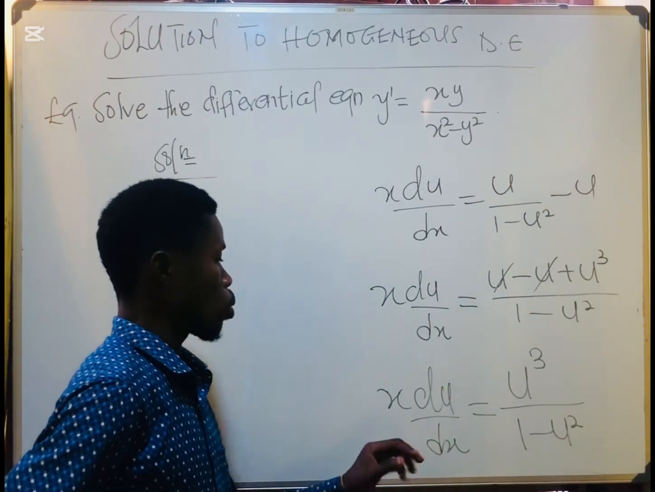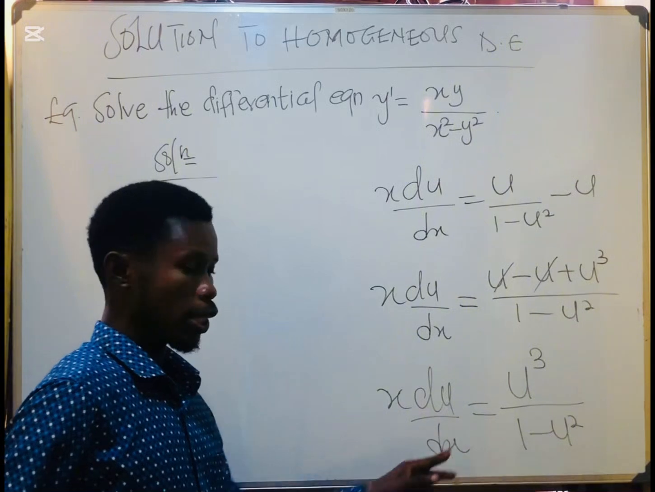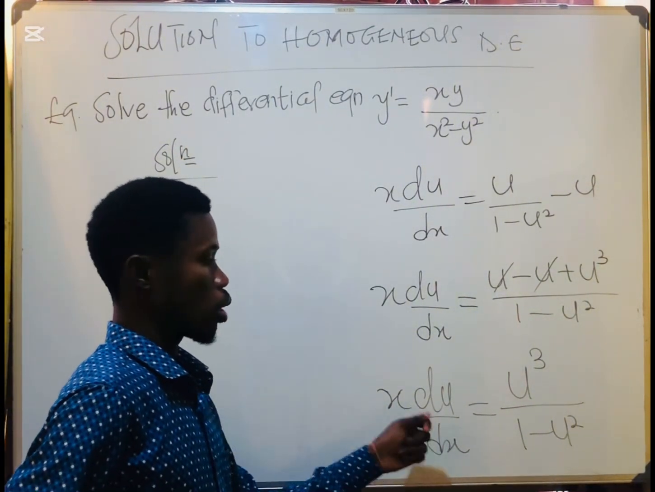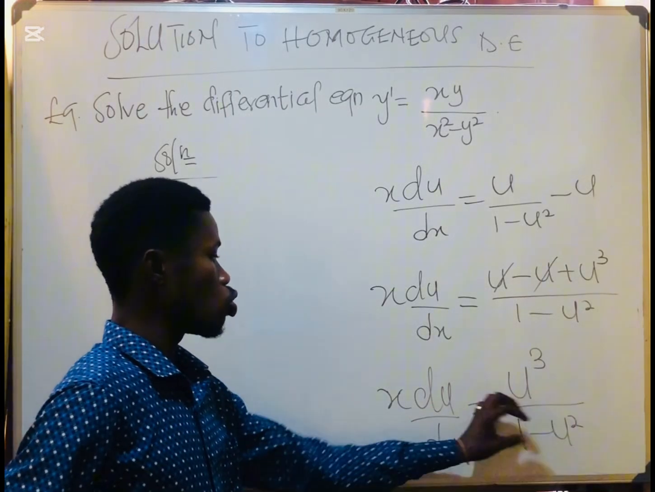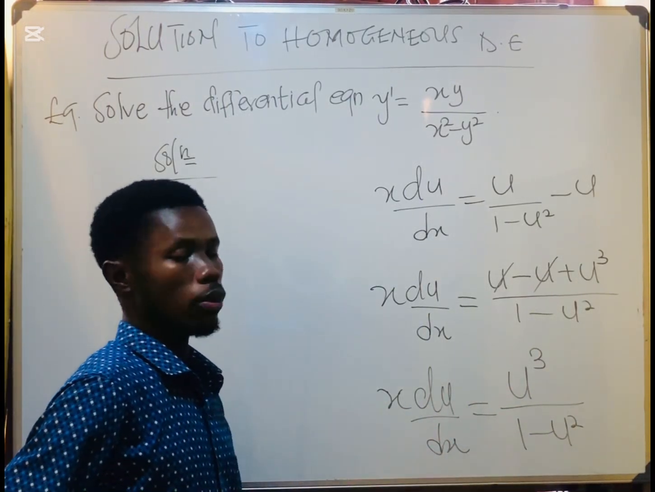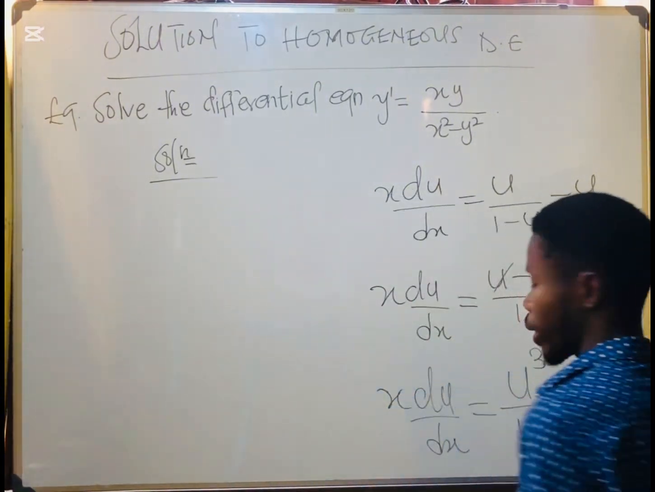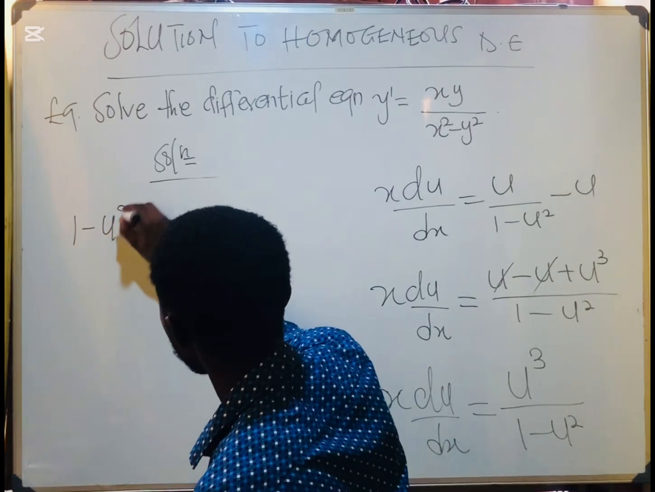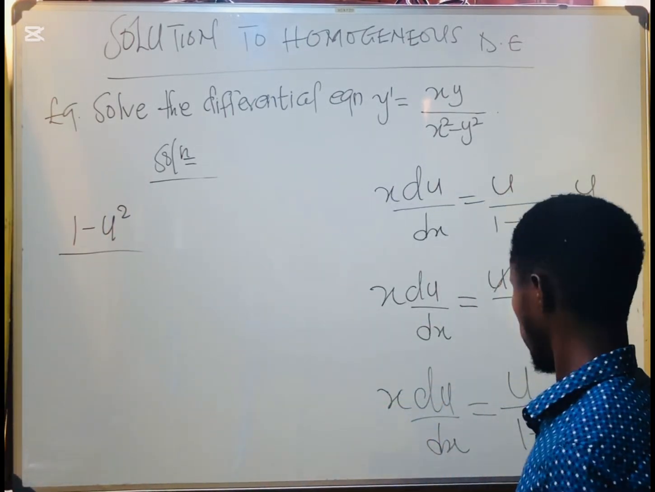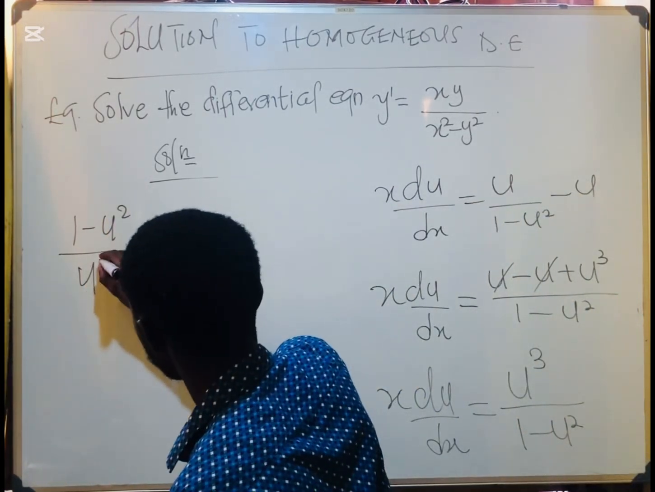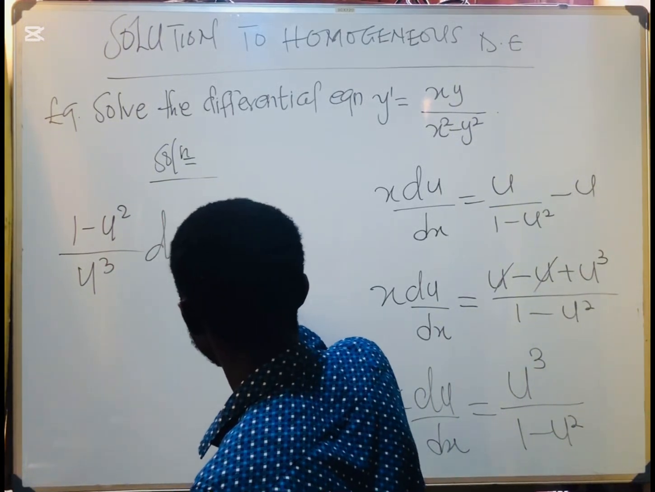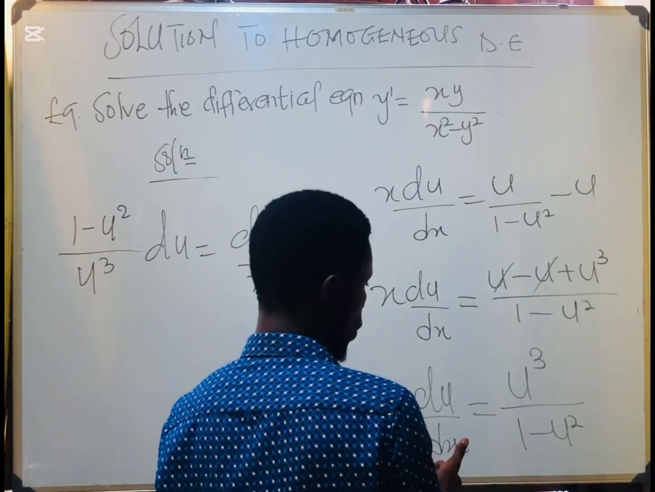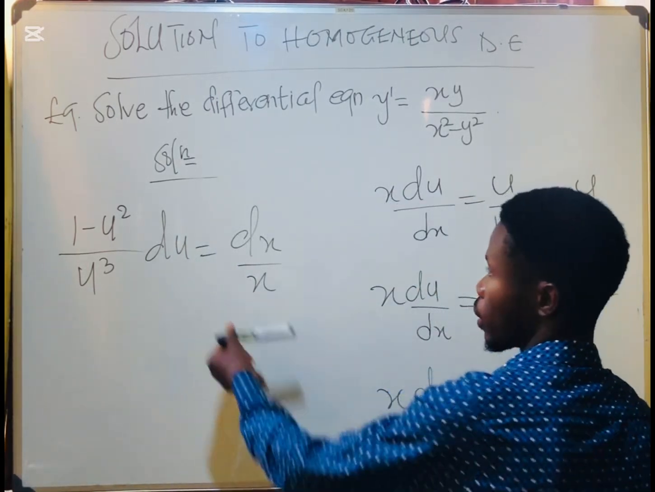Now, if you look at this, you can separate it. You see the transformation y equals ux has been able to transform this into a separable equation. We are going to put all the u's where the du is and the x's where the dx is. That is very simple. We are going to have 1 minus u squared all divided by u cubed du equals dx over x. When you separate this, this is what you get.